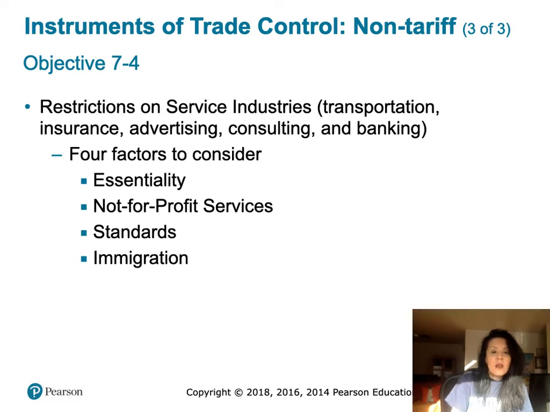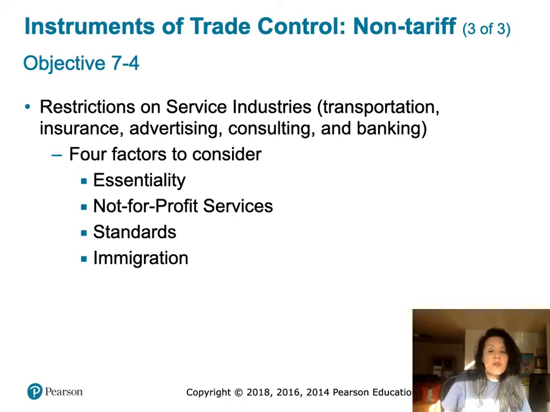And then let's look at the service industry specifically, okay? Because another instrument of trade control includes the restrictions imposed on the service industries. Indeed, if you look at the service industry, it is the fastest growing sector in international trade, and the governments prefer to impose restrictions on the flight of services. Countries restrict trade in services such as transportation, insurance, advertising, consulting, and banking.